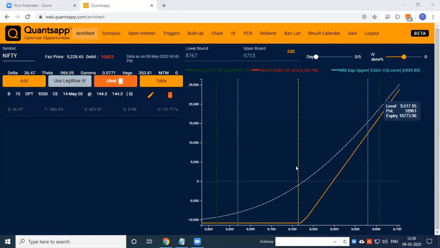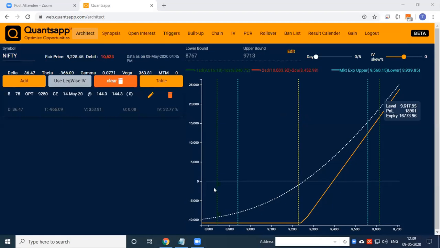So when we add a position, we see the graph on the right hand side and the legs on the left hand side. Along with that, we see the option Greeks, the entire portfolio option Greeks, and the legwise Greeks also. Okay. Now, if you look at your yellow line, it's basically the fair price. So what is the fair price?